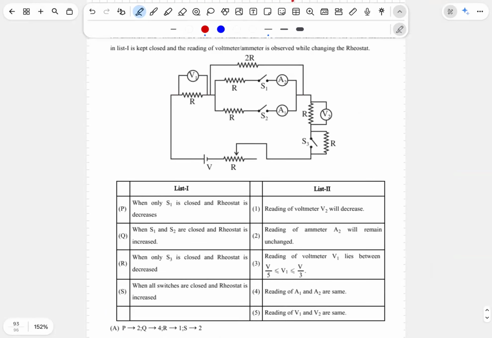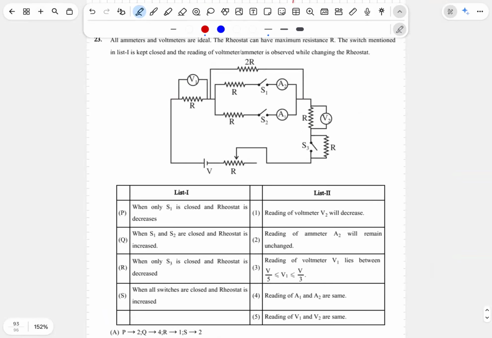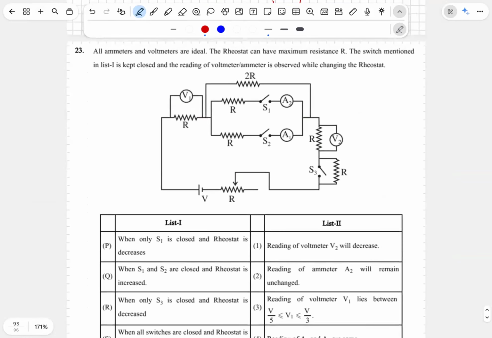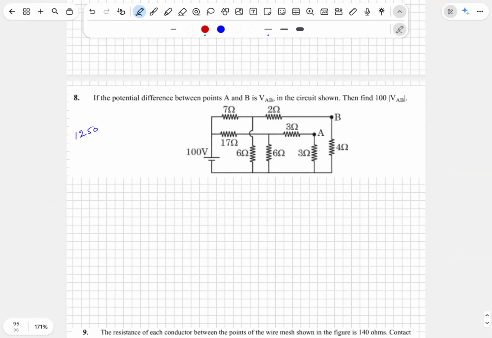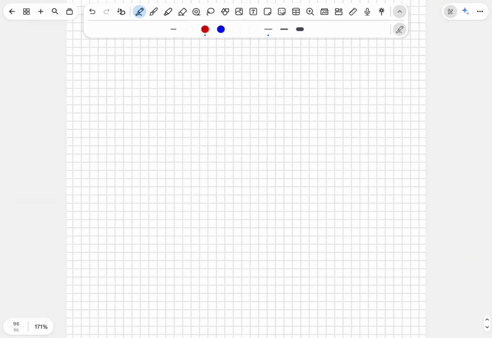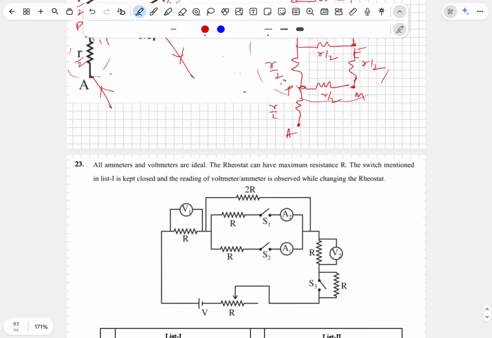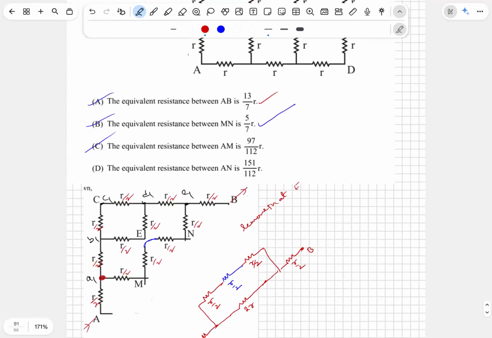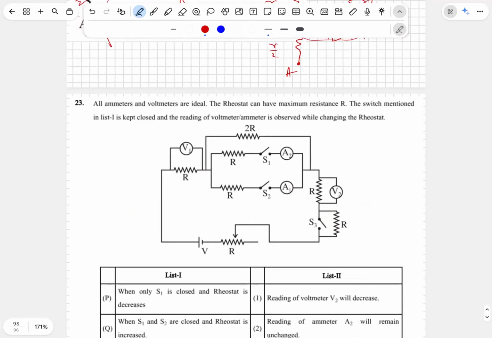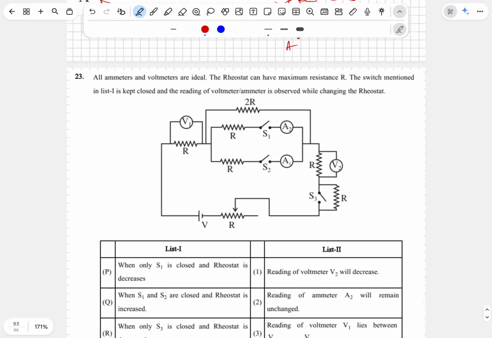Now we will take one by one. When only S1 is closed and rheostat is decreased. 2, 3, 4. And this is all assignment only. Again, not path. Right.